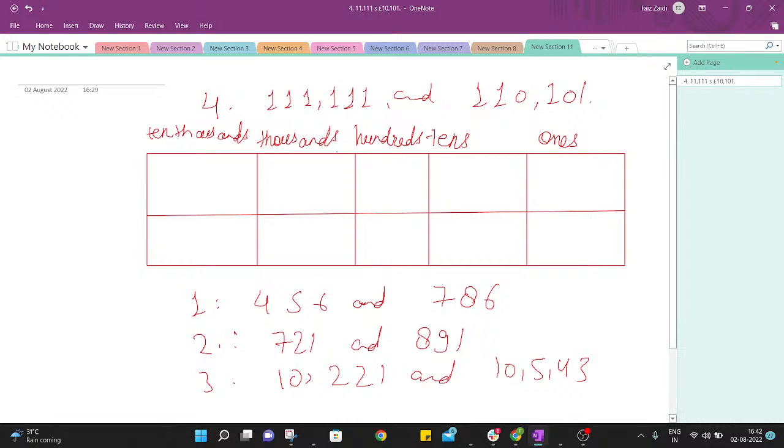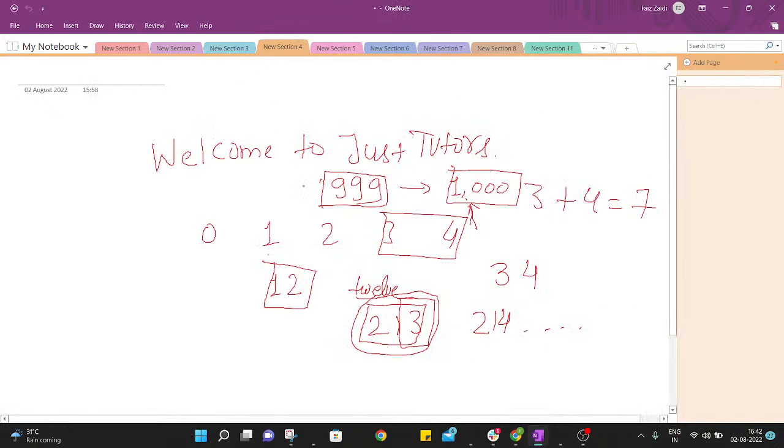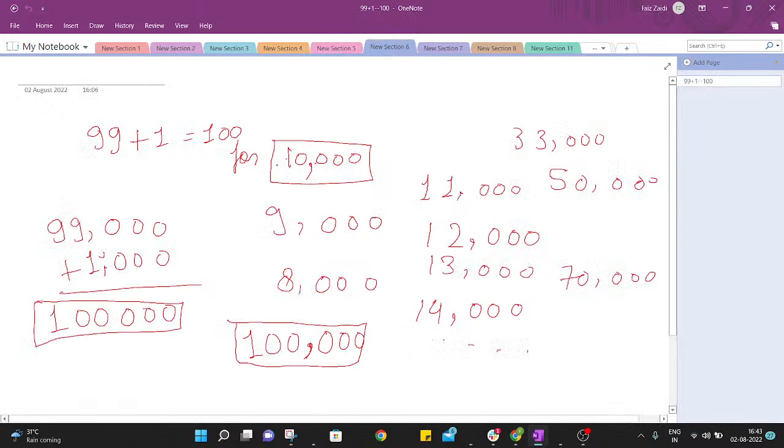Okay, so let me revise whatever we have learned in today's session. We started the session by discussing numbers. What are numbers? How can we make numbers? Then we discussed what comes after 999. It is 1000, then 2000, and if we keep on counting in thousands, we are going to reach 99,000.